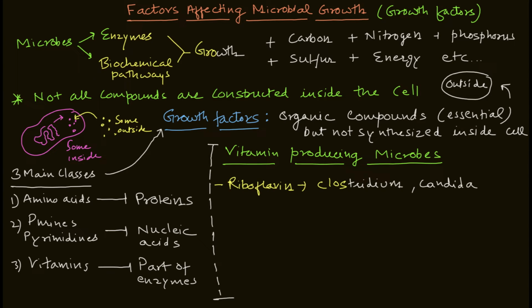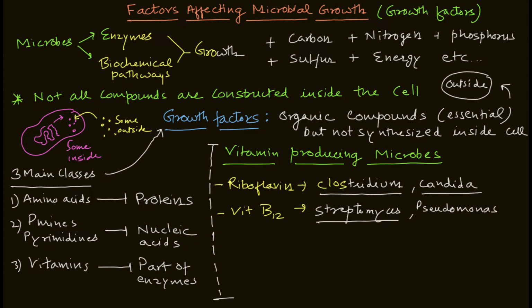And then further you have vitamin B12. Vitamin B12 is an important vitamin, and this particular vitamin is produced by Streptomyces and Pseudomonas. I said Saccharomyces at first, my apologies. Third vitamin is vitamin C. Vitamin C is produced by Gluconobacter, and it is also known to be produced by Corynebacterium.